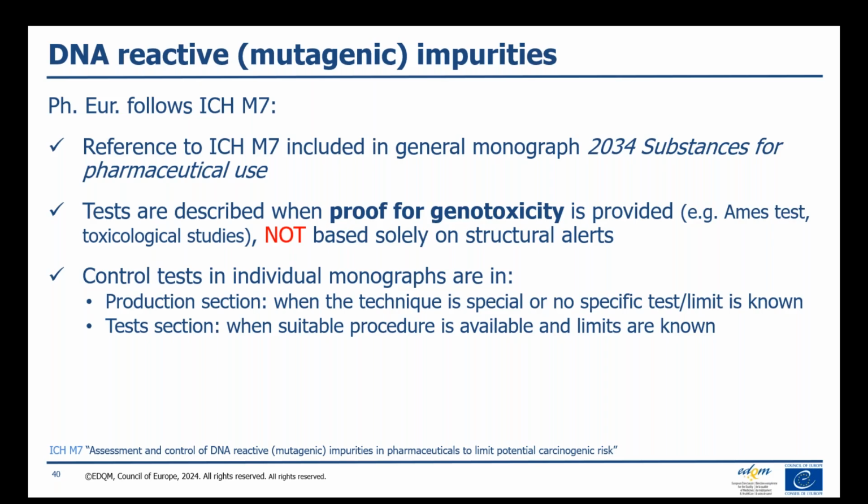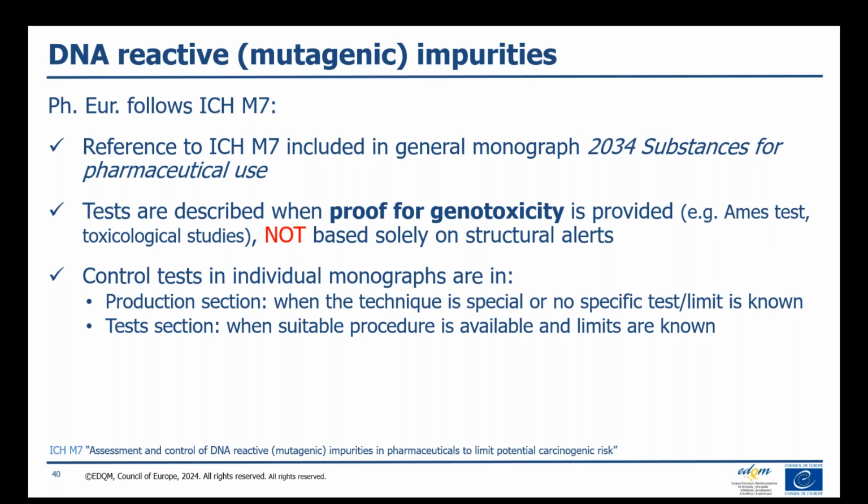Then there are different options. Either there is a test in the test section, for example, when we know that there is a suitable procedure to control this impurity, and that there is also a limit which is known and approved by a competent authority. Or we can also put something in the production section. It can be the case, for example, when this impurity is controlled by a specific technique which is not so widely used, or if there is no specific test or specific limit which is known.